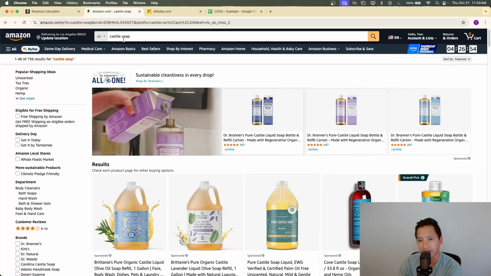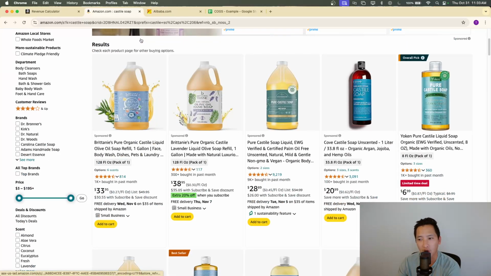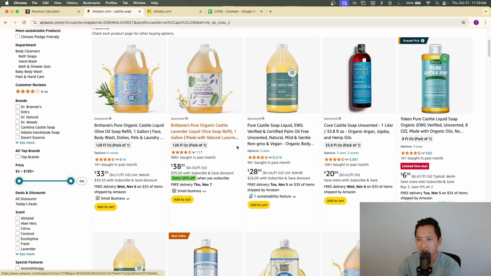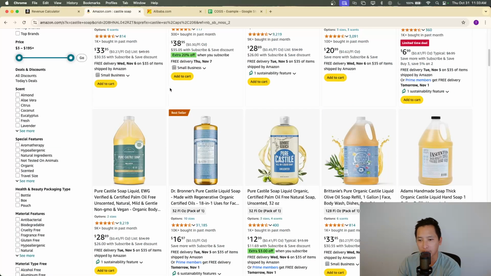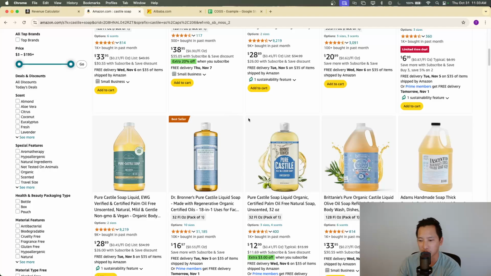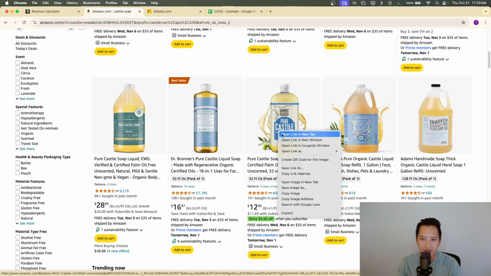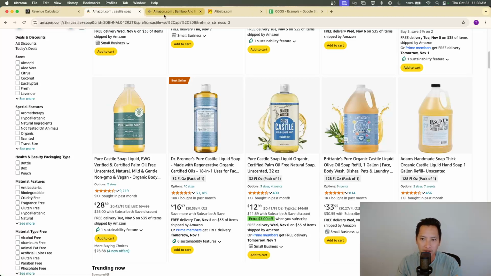This is an organic body wash or hand wash soap made of olive oil. And we want to pinpoint a product that really is similar to the product that we plan on launching. So this is a perfect example, especially you want to look at the bottle and then the size. So we know we want to launch a 32-ounce soap similar in size to this. And I'm going to get into why this is important.